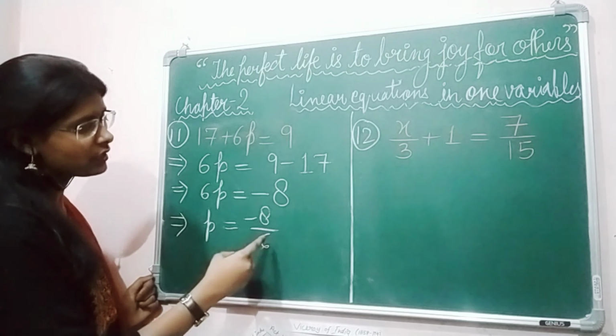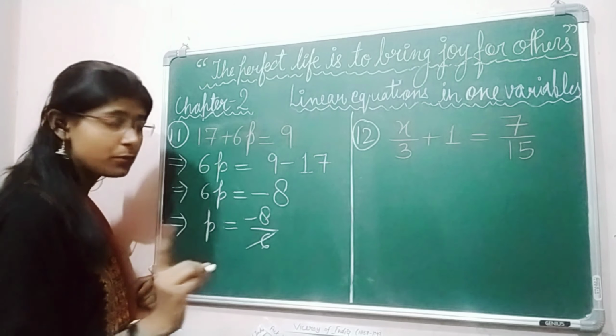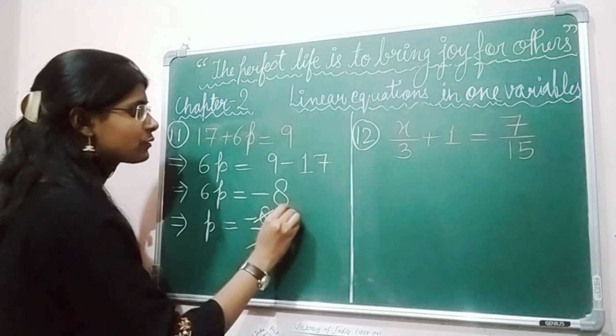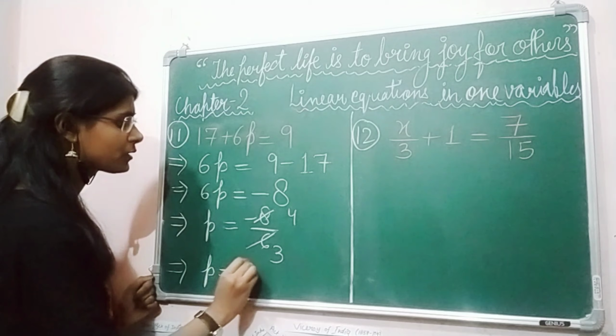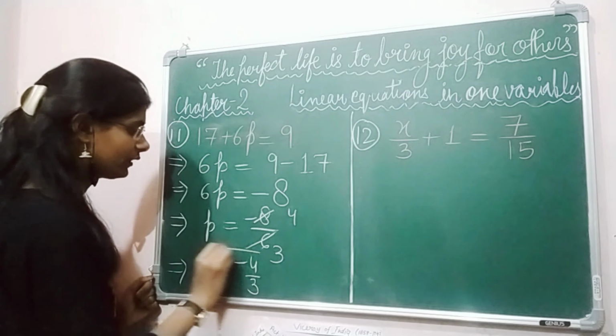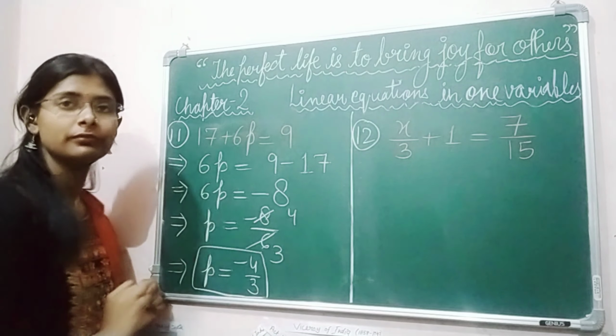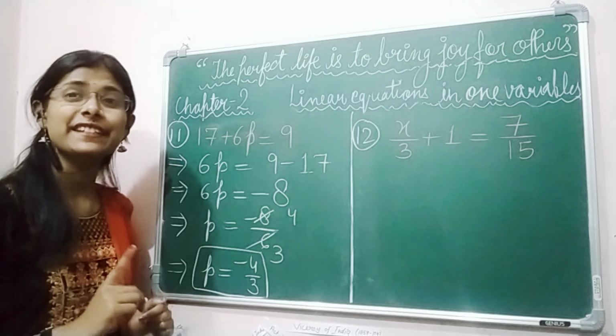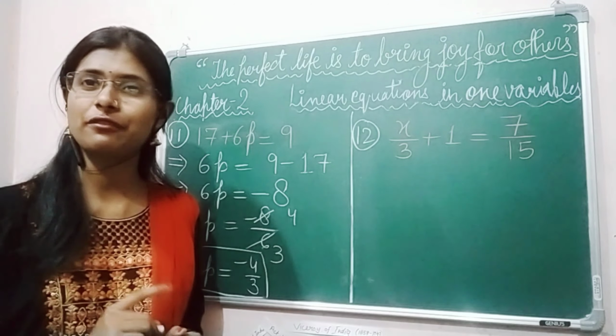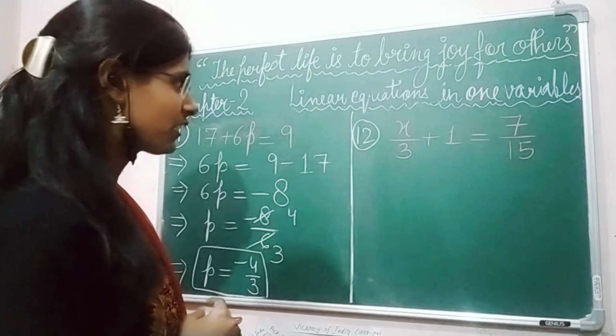Now 8 and 6 both are the multiples of 2. So 2 3s are 6 and 2 4s are 8. What is your answer? You got p is equal to minus 4 by 3. That's it. Okay? Is it a fraction or a rational number? Yes, it is a rational number because it is in the form of negative fraction, right?